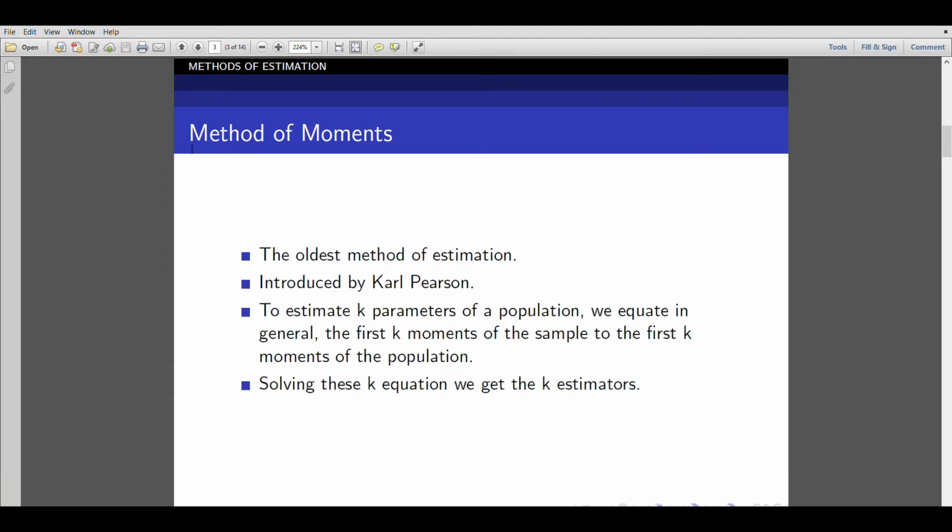So basically the method of moments is one of the oldest methods of estimation and was introduced by Karl Pearson. In this method, to estimate k unknown parameters of a population, we equate, in general, the first k moments of the sample to the first k moments of the population. And solving these k equations, we get the k estimators.